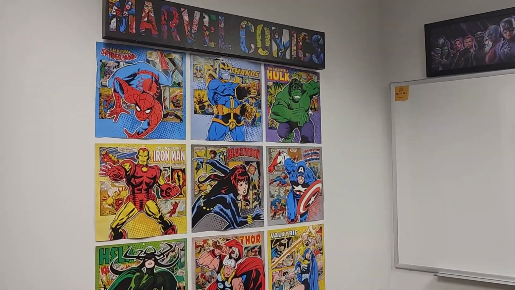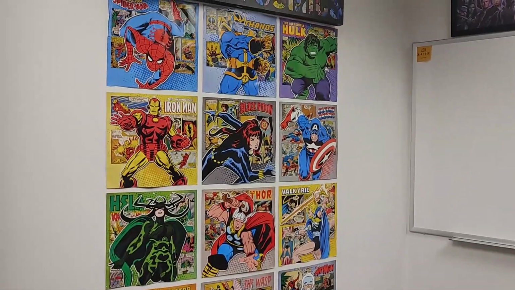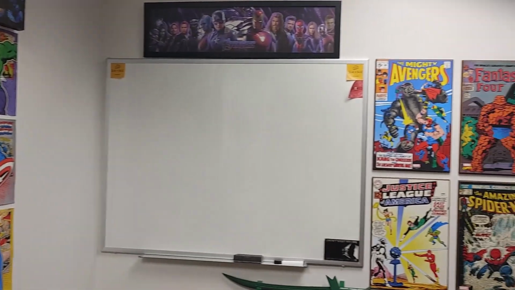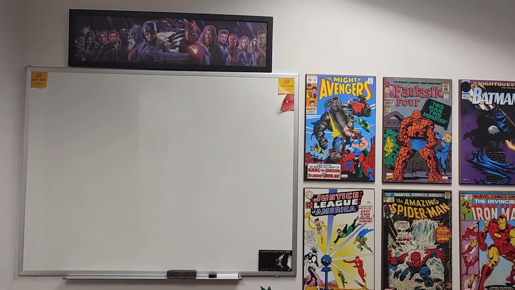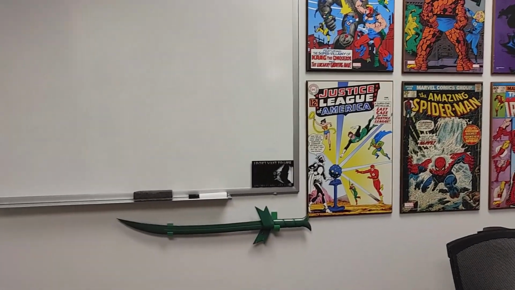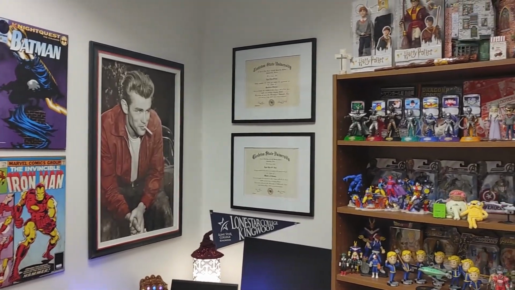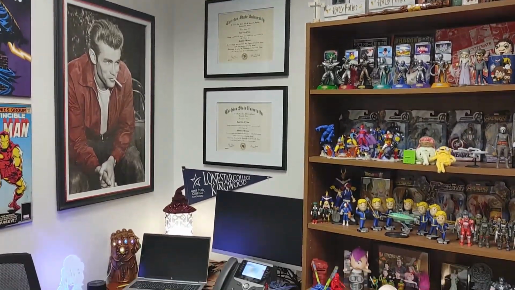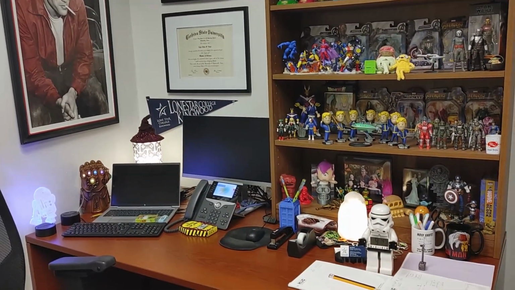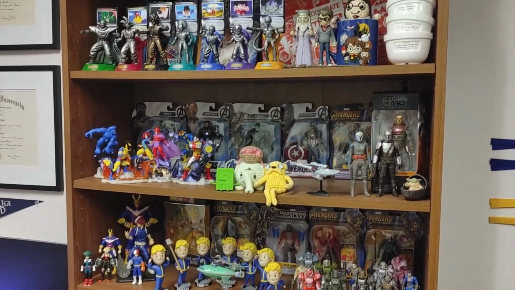So over here we have the Marvel wall. Those posters I stole from a calendar. We've got a whiteboard in case you need tutoring. More pictures. Finn's grass sword. James Dean, one of my favorite actors. And then all of this wonderful, glorious stuff on the shelves.